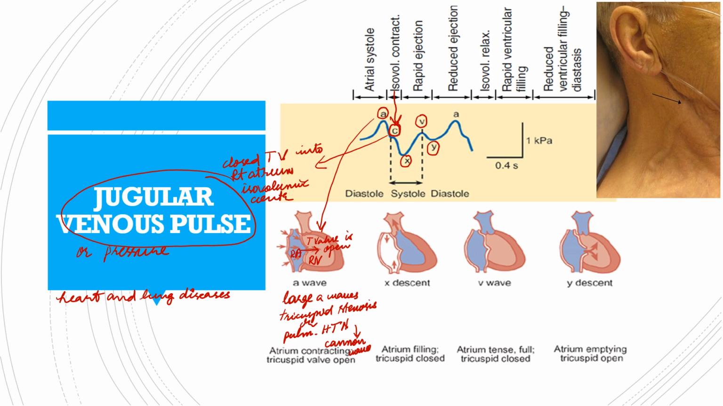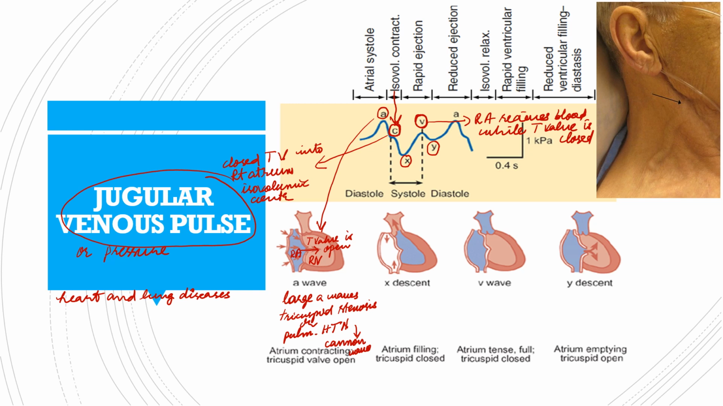Then is the third wave, that is the V wave. The V wave is produced during later stages of ventricular systole when the right atrium continues to receive blood. The right atrium receives blood while the tricuspid valve is closed.